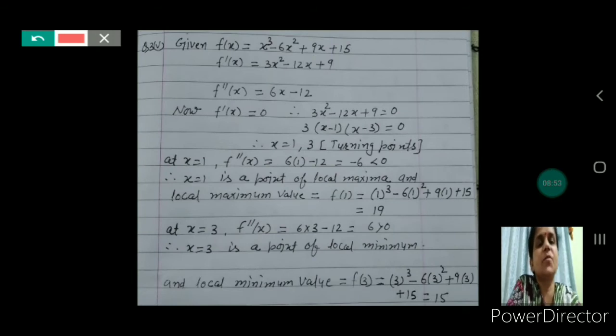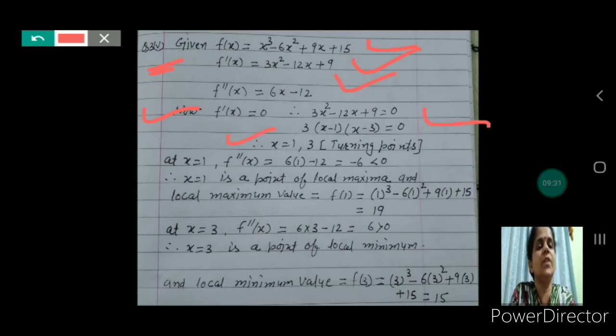Now students, I am going to solve part number 5 of question number 3. It is f(x) is equal to x cube minus 6x square plus 9x plus 15. Same method is here, students. Okay, first find the first order derivative. It is 3x square minus 12x plus 9, and now find the second order derivative. It is 6x minus 12, and now next step, take f dash x is equal to 0 and find the value of x. Here find the factors.